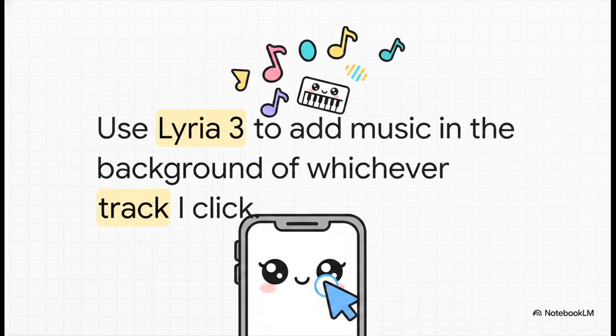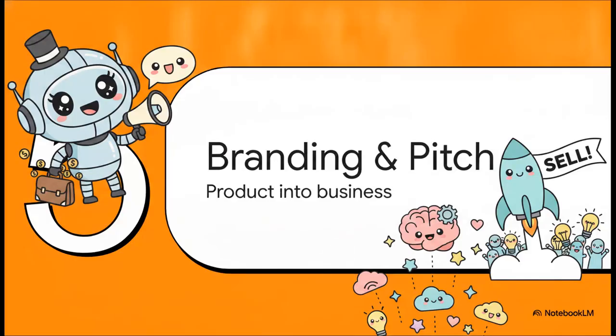So the moment a user taps on, say, a synthwave track in our app, Lyria 3 generates live, real-time music right on the spot. We literally just built an app with infinite, copyright-free music generated in real time. How wild is that? And finally, Section 5, Branding and Final Pitch. It's time to turn this product into a business.